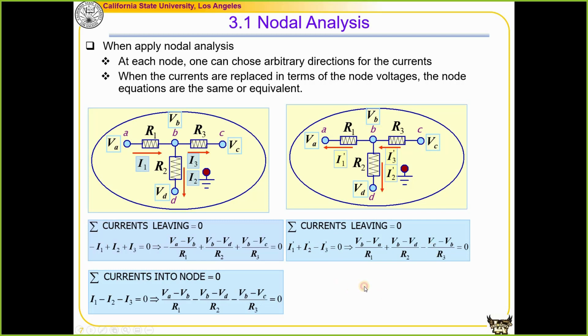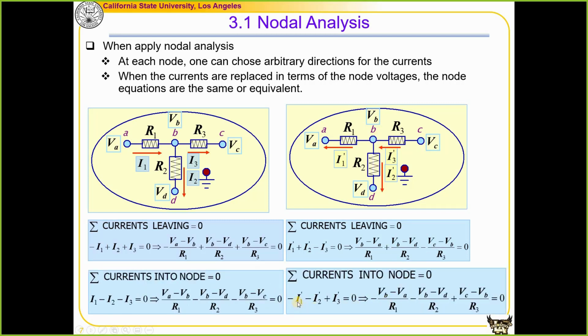Similarly, we can also write it as the summation of current going into the node as 0. So we write it as negative I1, negative I2, and positive I3 equal to 0. So we replace all the currents by using Ohm's law. We find another equivalent expression. So it tells us that no matter how you define your reference direction for all the currents, it doesn't affect the equation. So you should get the equivalent equation and the final answer should be the same.